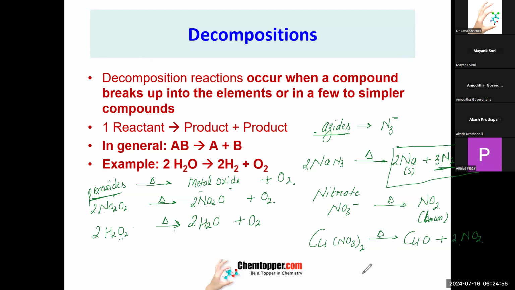Is it balanced? Nitrate. There is oxygen also liberated because there is a change in oxidation number here. So some oxygen is also coming out. Now, can I balance the equation? 2, 2, 4. Is it balanced now? Just check the oxygens. Yeah, it is balanced.